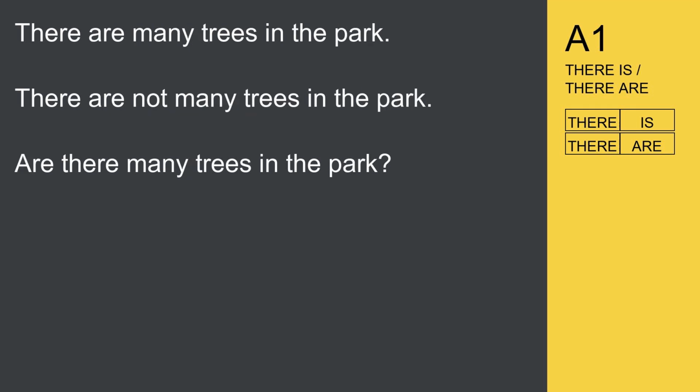There are many trees in the park. There are not many trees in the park. Are there many trees in the park?